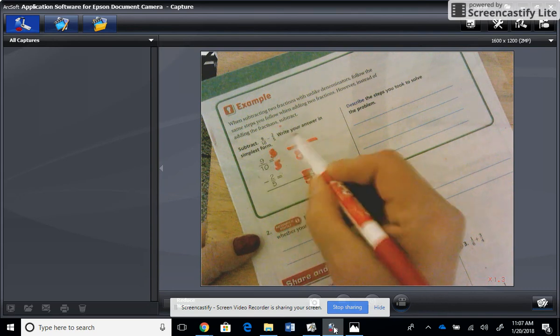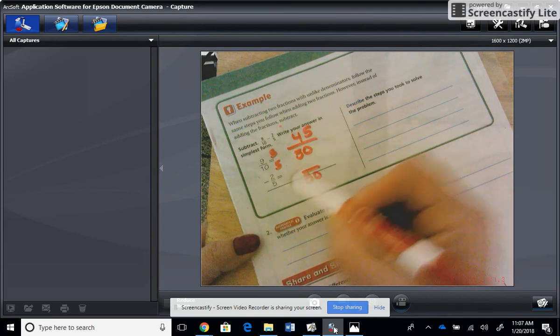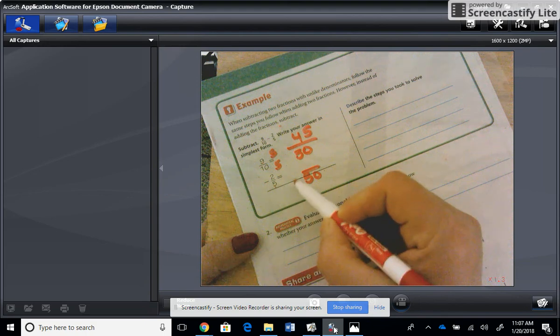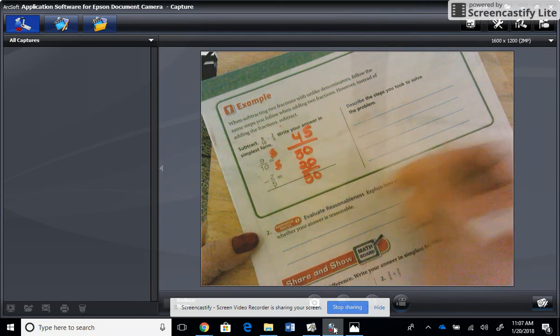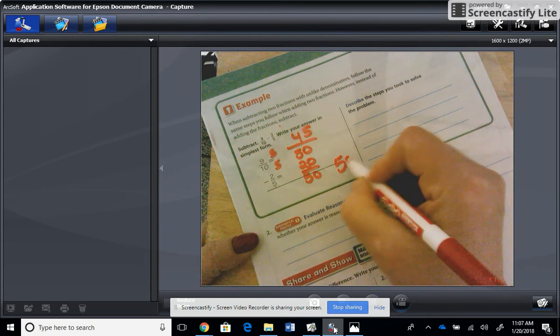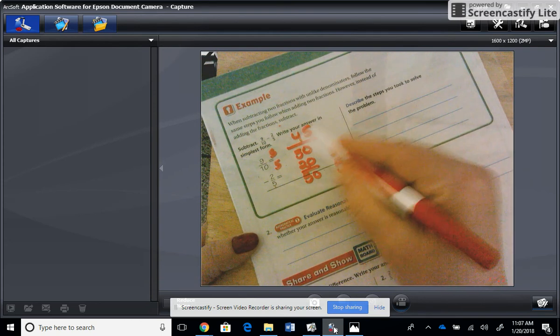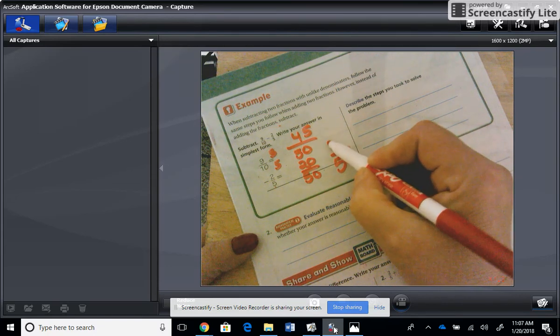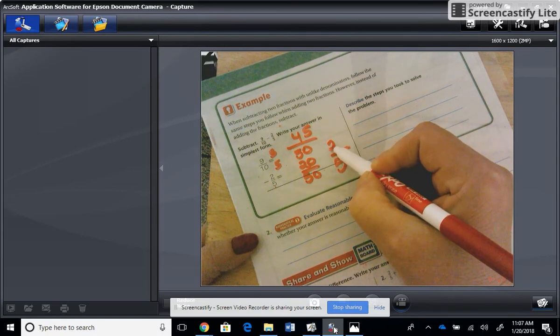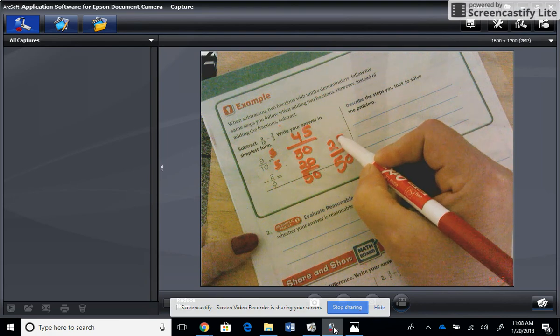So 9 times 5 is 45. 5 times 10 is 50. 5 times 2 is 20. Okay, now I would just subtract those. And 45 subtracted by 20, I get 25.